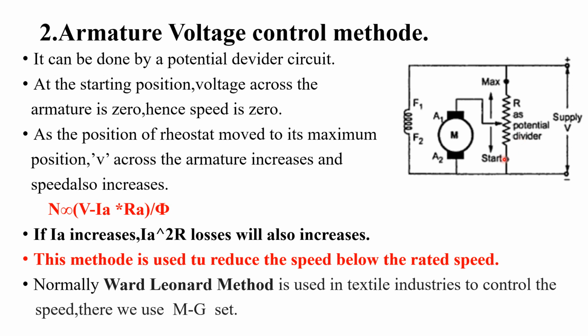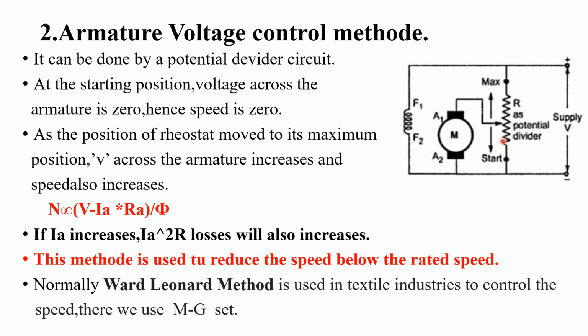At the starting position of this potential divider, we can see the voltage appearing across the motor will be 0, because the voltage appearing across the motor is completely controlled by this potential divider. So at the starting position, if the terminal is at this point, then the voltage appearing across the motor armature will be 0, so the speed will also be 0.